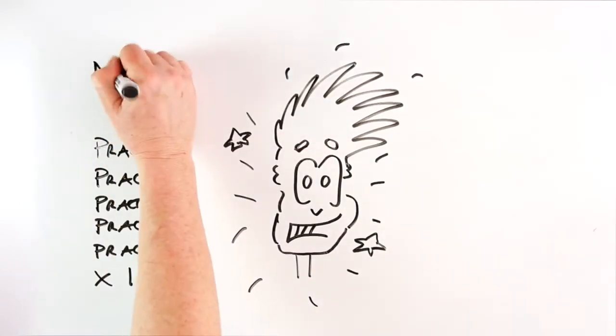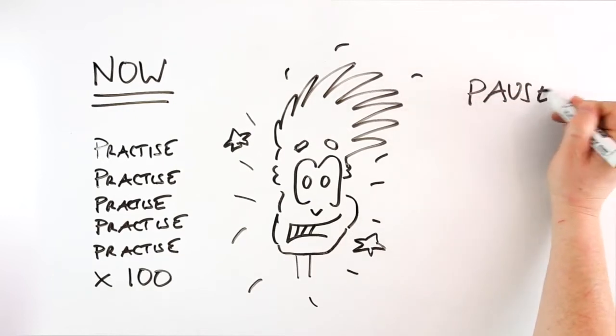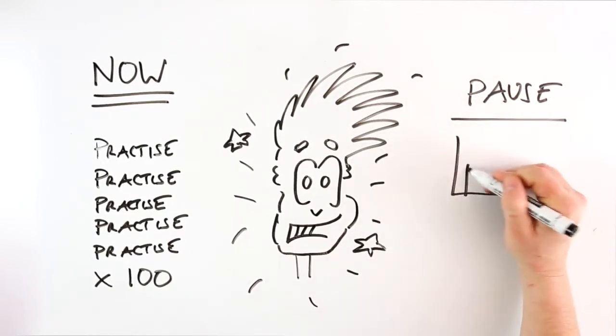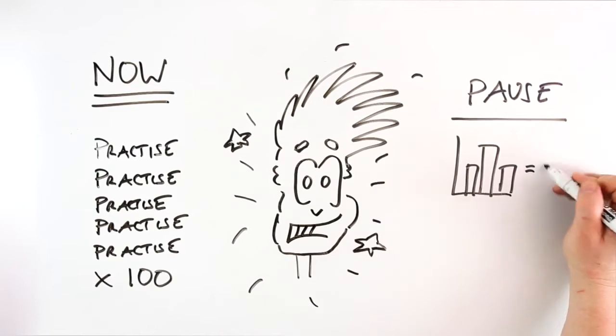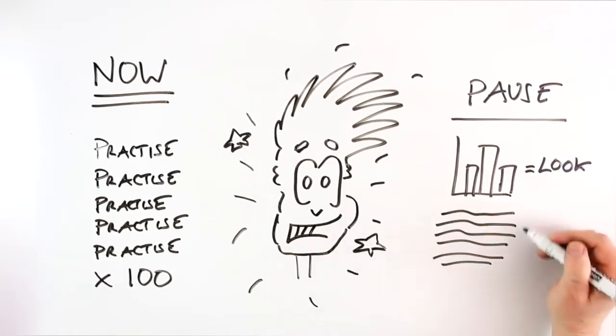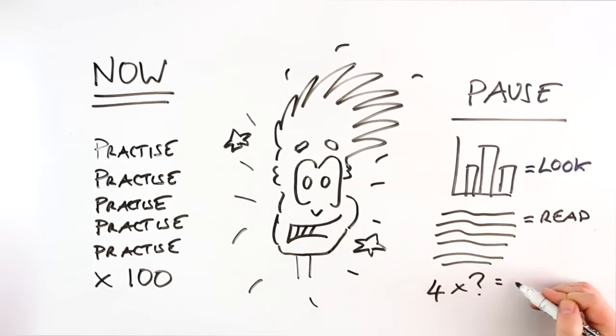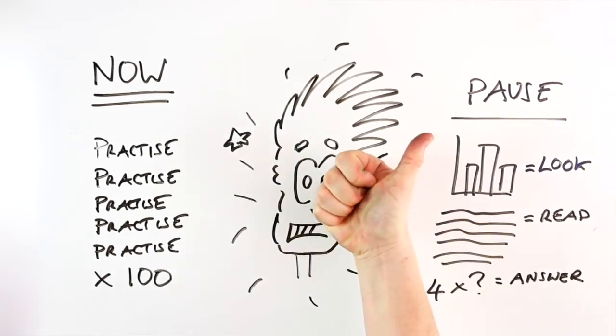Let's start practicing now. I want you to pause the video, look at the bar chart, read the Perfect Band 9 report, and then answer the 4 questions. And I will see you when you finish.